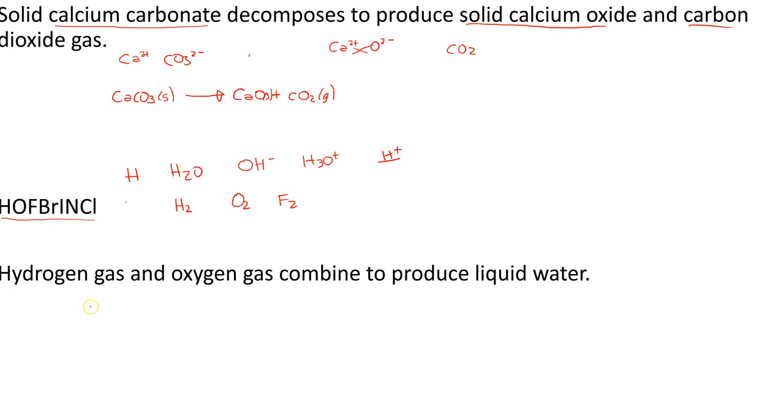So here you have hydrogen gas. So I write it H2 because it's a diatomic. It's one of the Hofbrinkel ones. And oxygen. So remember, oxygen is diatomic as well. So write that. Combines to produce liquid water. So liquid water is just H2O liquid.